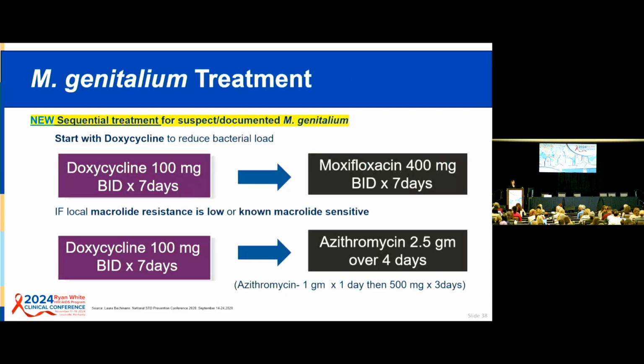So for MGen, it's sequential therapy. If you have resistance testing, that can help guide you. If you don't have it, the recommendation is to do doxycycline followed by moxifloxacin. Why is that? The idea, and this is based on, I think, a single study, is that with the doxy, you decrease the total number of pathogens that are there, and then you follow up with moxifloxacin to complete the eradication process. The azithromycin is given if you have resistance testing available.